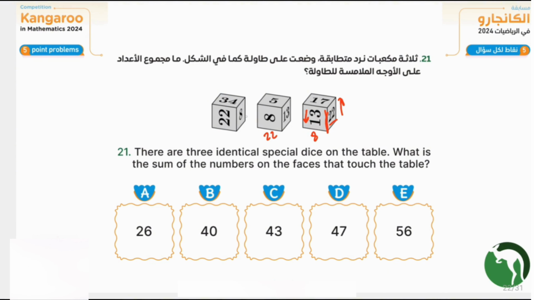And now here, if we compare this 8 with the 13, under this 8 should be 13. So now if we sum all of these three numbers, we will obtain 8 plus 22 is equal to 30, plus 13 is equal to 43, and C is the correct answer.